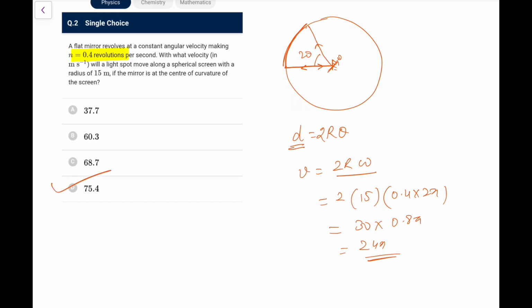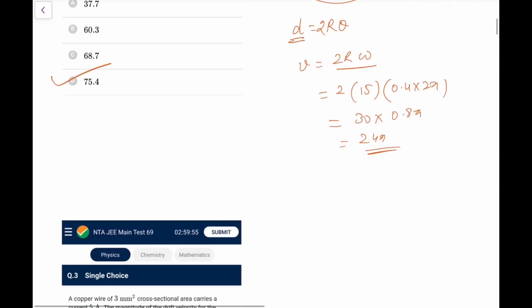So it's a good question based on the fact that if you turn the mirror by theta, the reflected ray turns by angle 2 theta in the same sense. Next one.